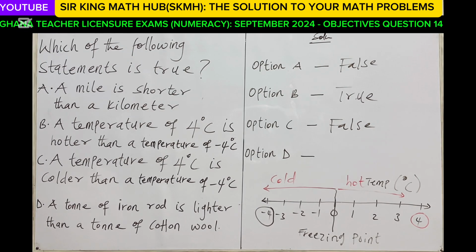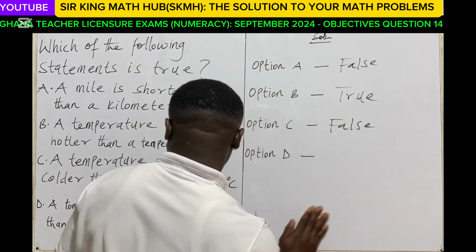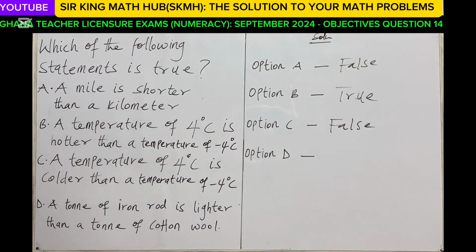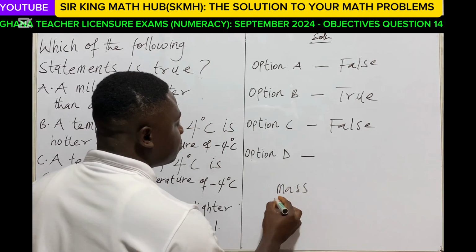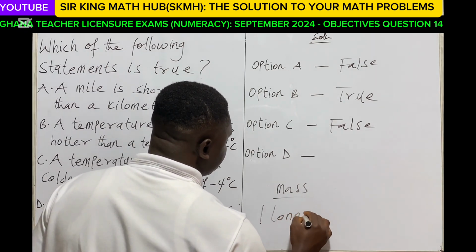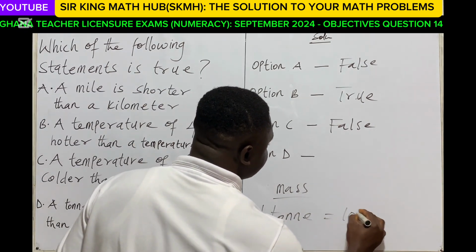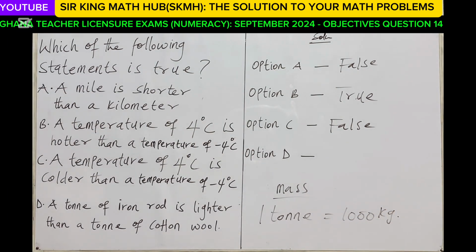Also with option D, a ton of iron rod is lighter than a ton of cotton wool. So what is a ton? A ton is a unit for measuring mass. Remember, a ton is equivalent to 1,000 kilograms.